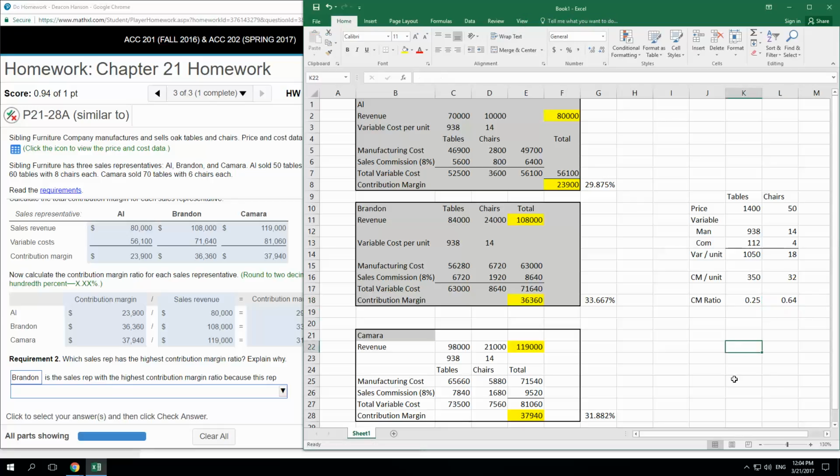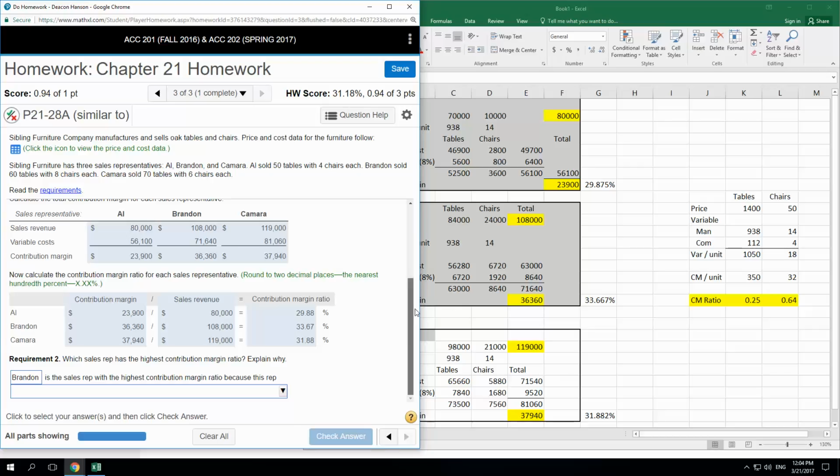Now this is the telling point, right? Chairs have a higher contribution margin ratio than tables do, right? So on a percentage basis, you're making more for the chairs that you sell than you are for the tables that you sell. Of course, tables sell for a bigger dollar value. Okay, so I'm thinking that our answer is going to be somewhere along the lines of relating to how Brandon sold the most chairs.